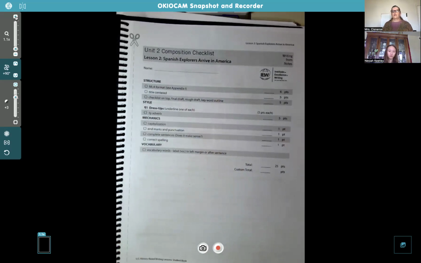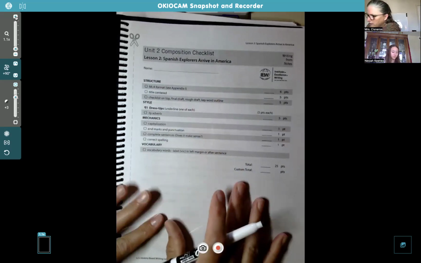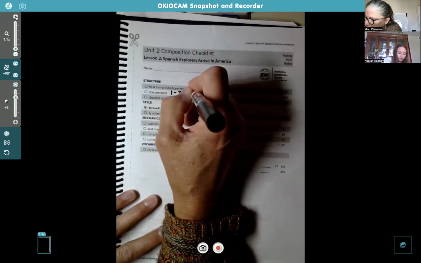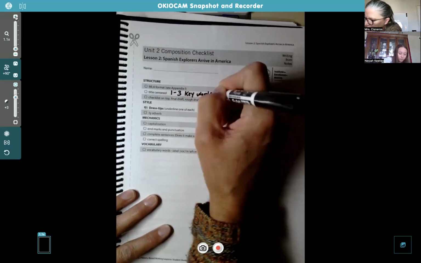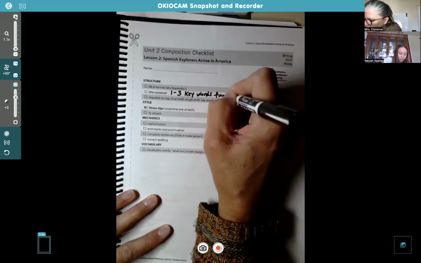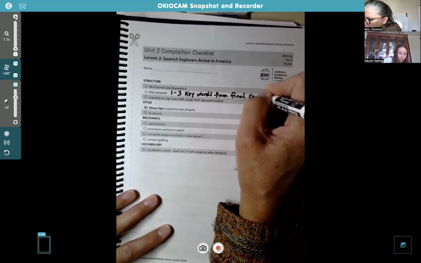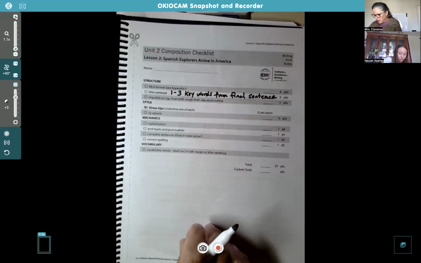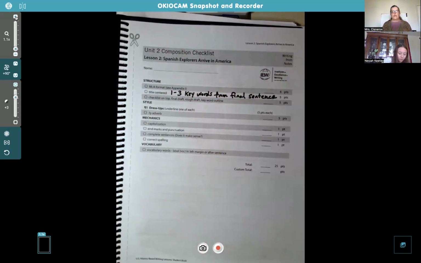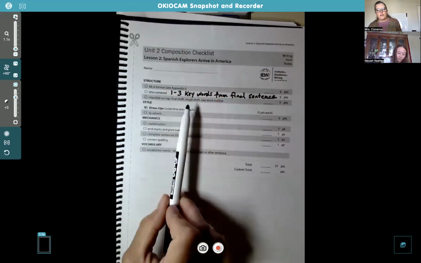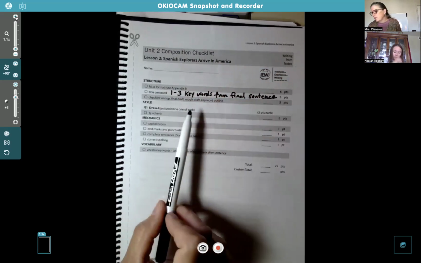At least one. Yeah, you're close. Let's write it in so you can remember it. It's 1 to 3 key words from the final sentence. I think you said first, but it's from the final sentence. So when you're done with your very last sentence of your paragraph, at least one of those words has to be in the title. Okay. And then ignore that next box because you're turning it in online, so that doesn't really apply.